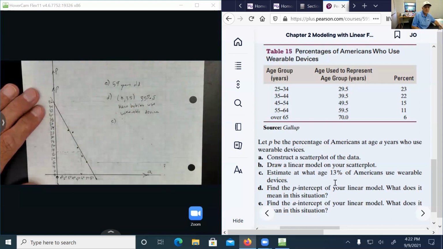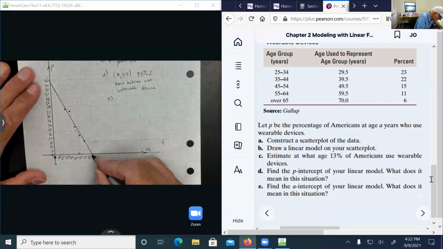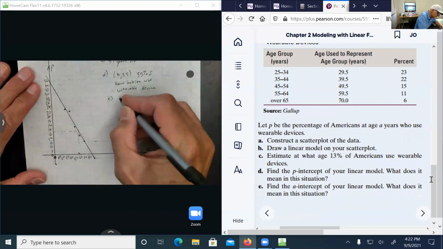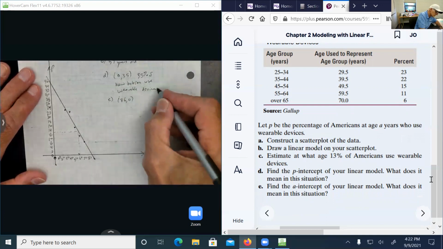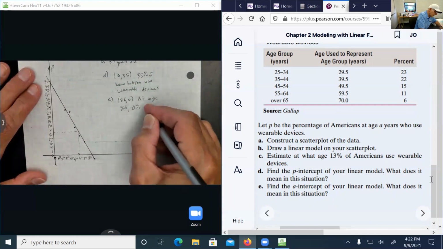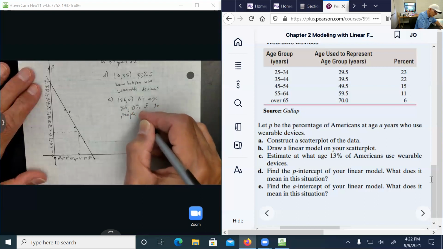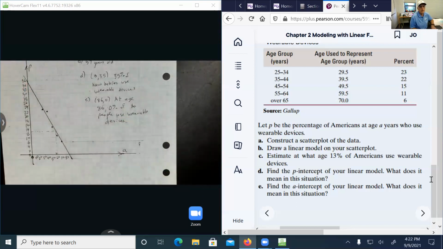Question E. Find the A-intercept. The A-intercept is where it's going to be crossing down here on the A-axis. So this looks like about maybe 86. 86, 0. What does this mean? Age and percent. At age 86, 0% of the people use wearable devices. It's very important to understand what these numbers mean. Let me emphasize that again. It's very important to understand what these numbers mean.